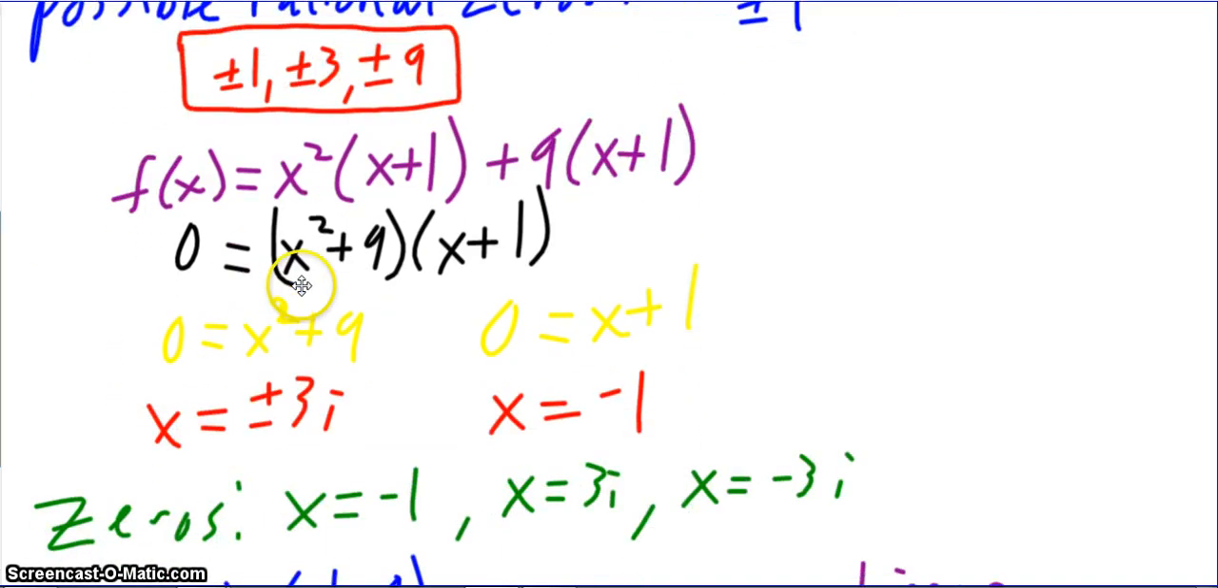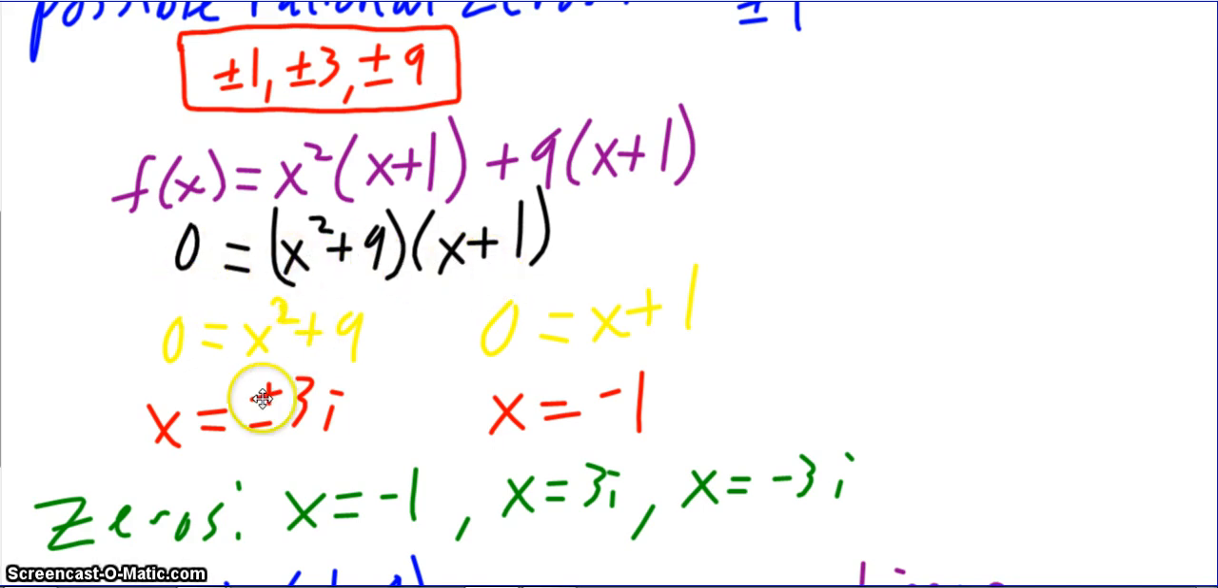I end up with x squared plus 9 and x plus 1 as my factors. Notice x plus 1 is a linear factor, but x squared plus 9 is not. So this is not completely factored yet. However, this is maybe not as intuitive on how to factor. So in this case, I'm just going to go ahead and continue to solve for the zeros.